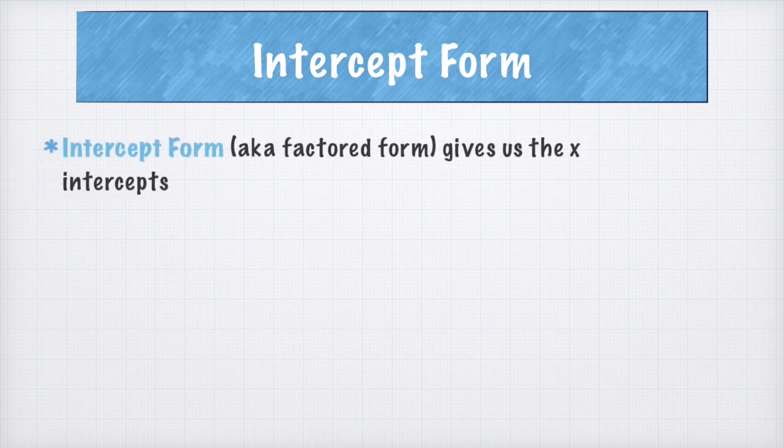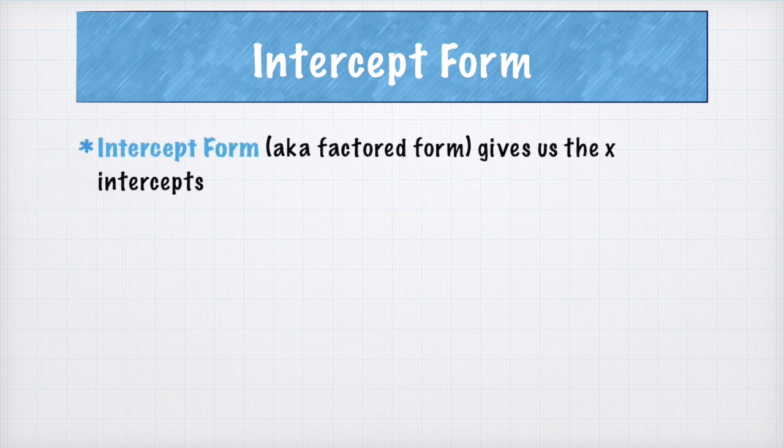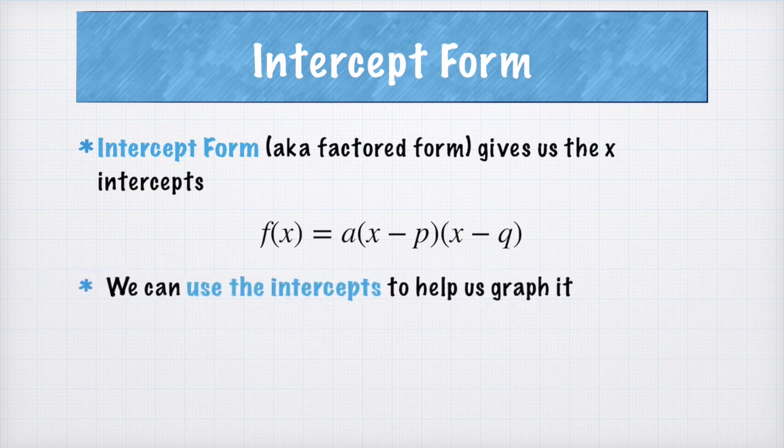Now, intercept form, aka factored form, I prefer that because it makes more sense as to how we get it from our standard form. But it gives us the x-intercepts, hence the name. It's written as f of x is equal to a times the quantity x minus p times the quantity x minus q, where p and q are both numbers, and a is the same thing that we've been dealing with before. We can use these intercepts to help us graph the equation.